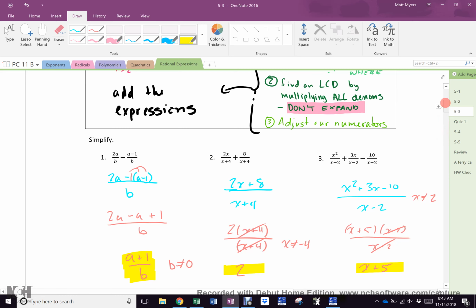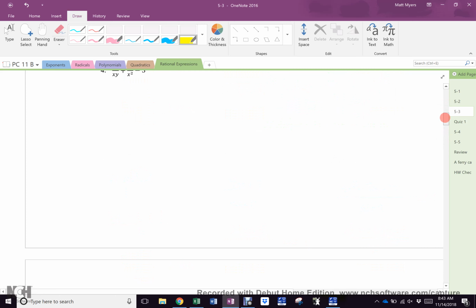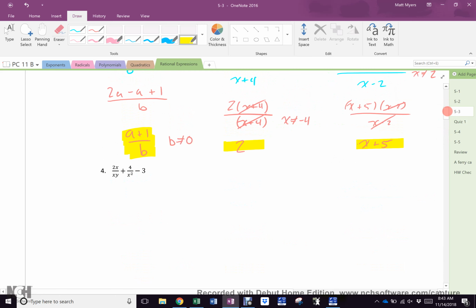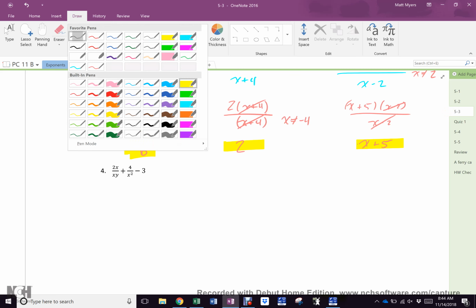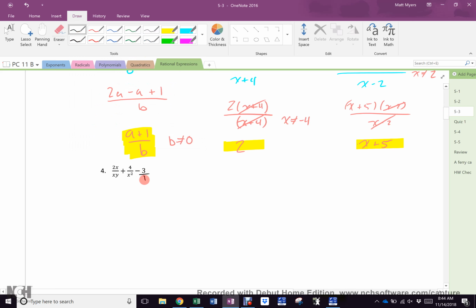What's different about number 4? The denominator is not the same. I do not have the same denominator, do I? And one of those terms is missing a denominator. So what should I do? Make it... I should make it 1.